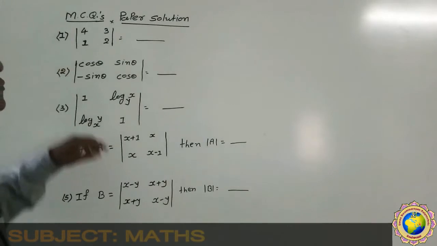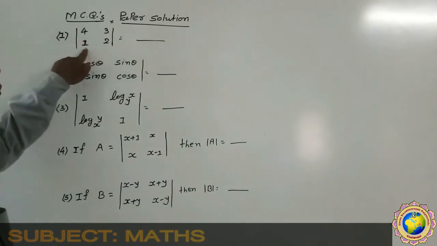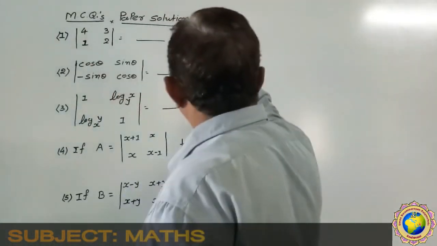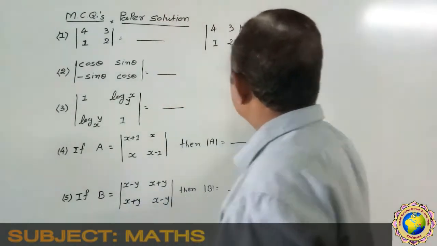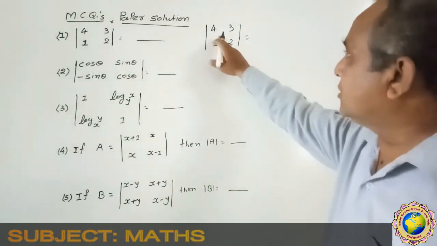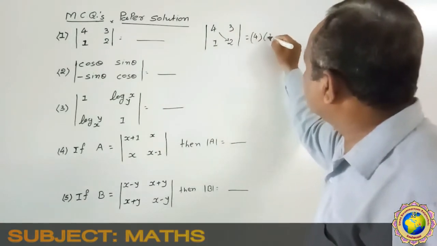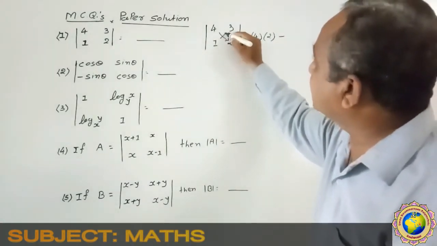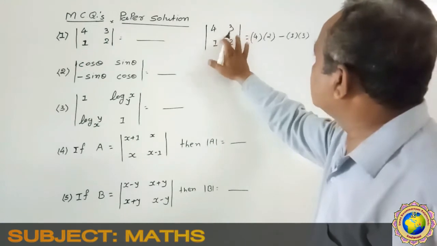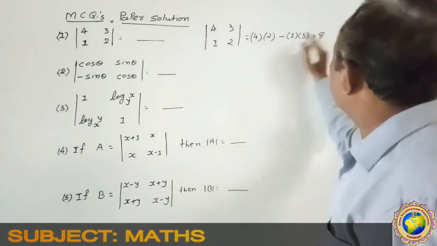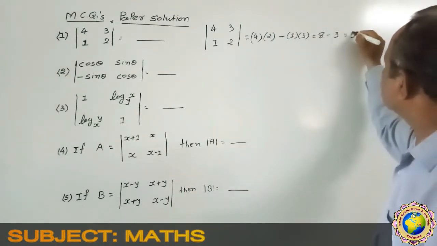Now here, first MCQ. Determinant with first row 4, 3 and second row 1, 2. Solution: 4 multiplied by 2 minus 1 multiplied by 3. 4 times 2 is 8, and 1 times 3 is 3. So 8 minus 3, your answer is 5.